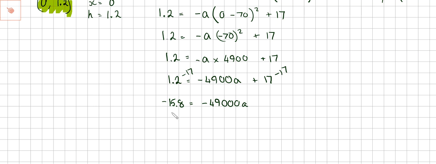Divide that. So 15.8 divided by negative 4,900. Did I put too many zeros in there? That should be a. What have we got a as? Read that out for me.